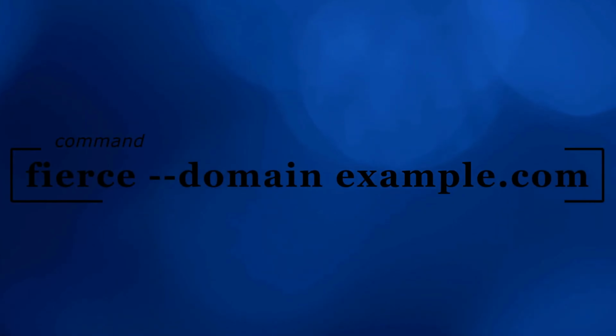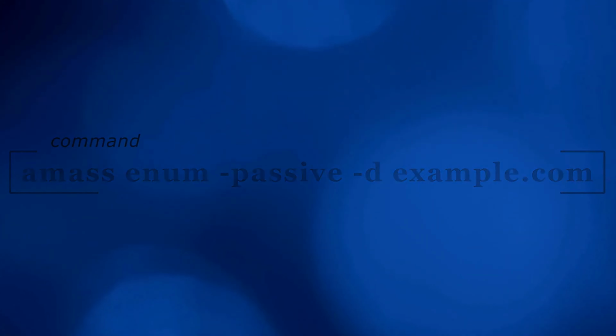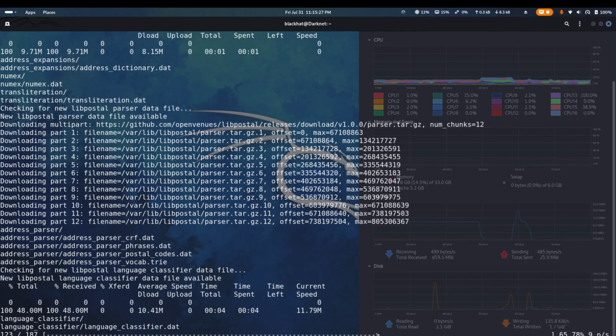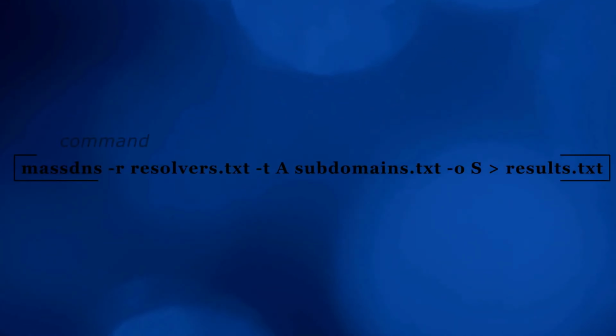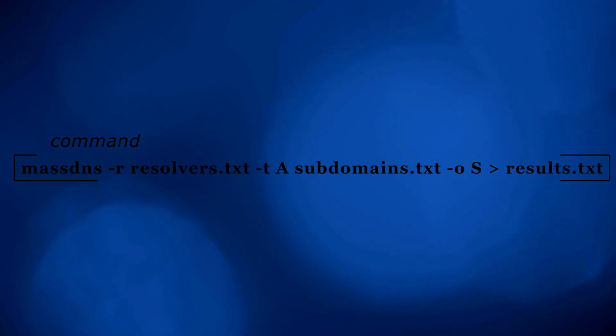Fierce, a tool designed to locate target IP space and subdomains across non-contiguous networks. Amass, an active and passive network mapping framework that aggregates data from dozens of public sources, APIs, and DNS queries. massdns, a high-performance DNS stub resolver intended for high-quality subdomain brute forcing and mass resolution.